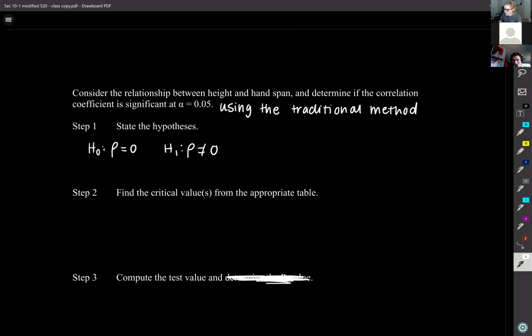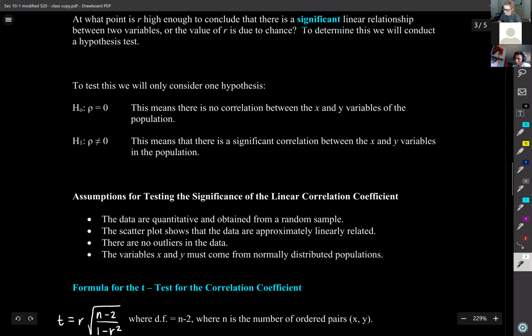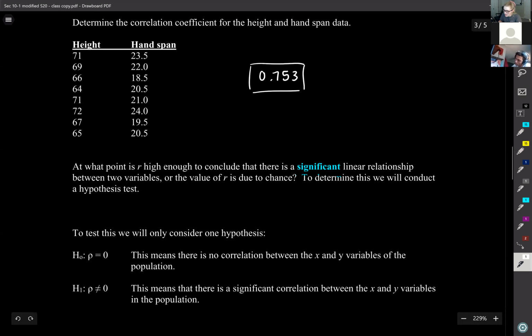But we're doing the traditional method, so we have to find the critical values first. To do that, we just need to know what alpha is. And then we also need to know the degrees of freedom. So this is a t-test. Whenever you're doing a t-test, you need to know the degrees of freedom and the significance level, and then you can find the critical values. So you need two things to find the critical values when it's a t-test. So the degrees of freedom is the number of data pairs minus 2. So if we come back up to our chart, we have 1, 2, 3, 4, 5, 6, 7, 8. So we have 8 pairs of data.